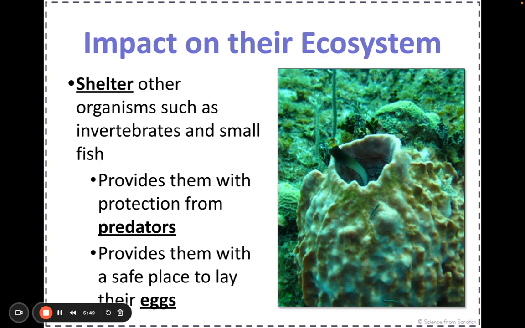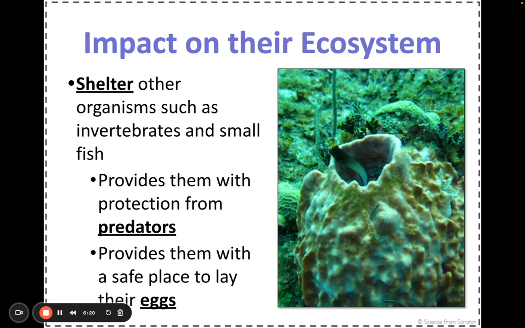They also provide shelter. So they shelter other organisms such as invertebrates and small fish. They can provide them with protection from certain predators. They also provide them with a safe place for many to lay their eggs, so to help in reproduction. There is one sponge specimen, which is over 2 meters tall, that was found with over 16,000 shrimp inside of it. Another had over 100 different species living within.